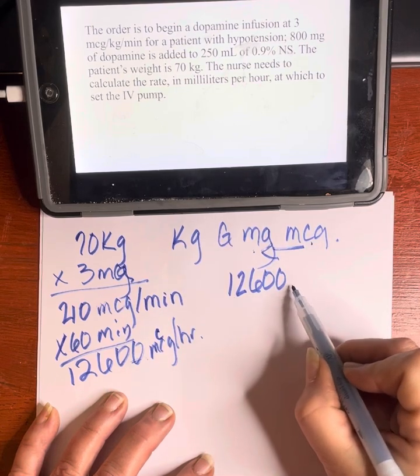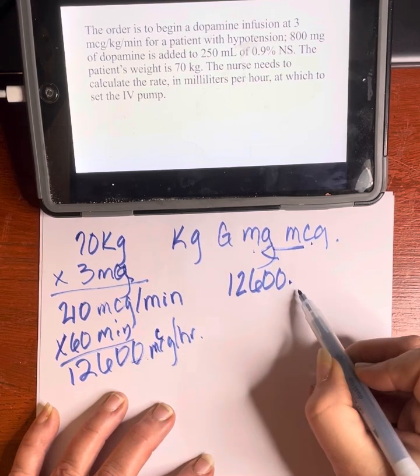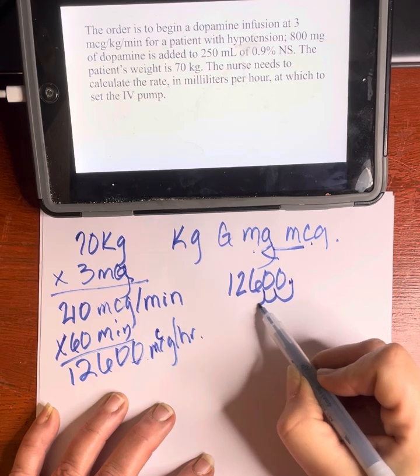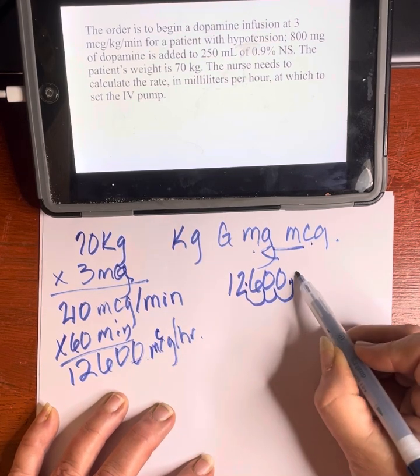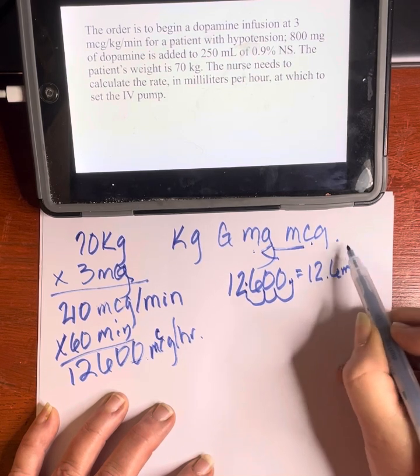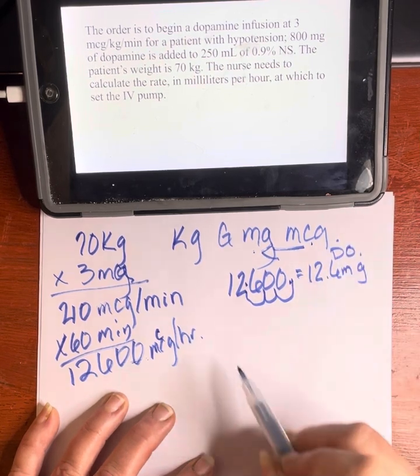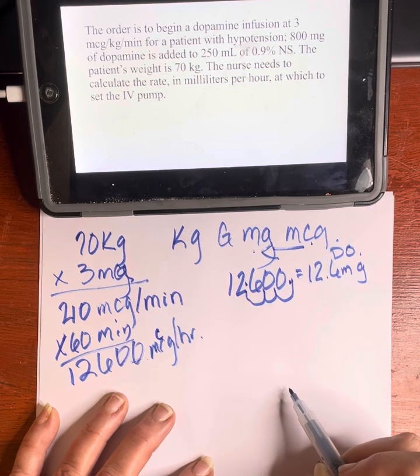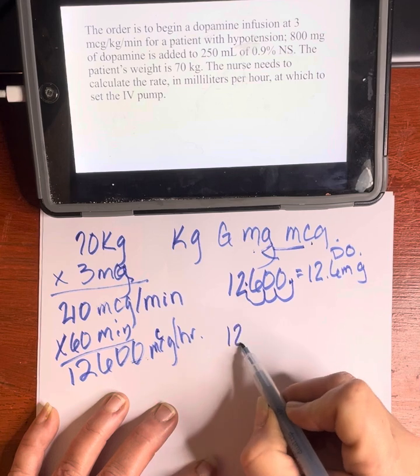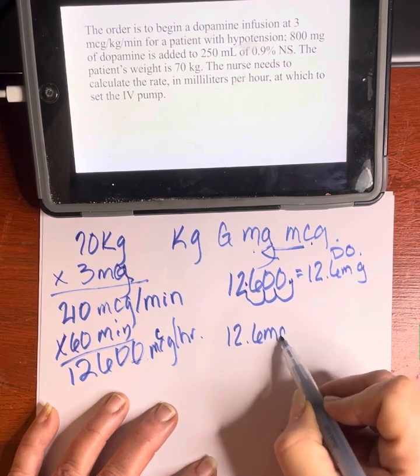In this number, it's a whole number. The decimal is understood to be behind the 0. I'm going to grab that sucker and go 1, 2, 3, and put it right there. And then I'll know 12.6 milligrams is my new dose ordered. You with me? You picking up what I'm putting down? Okay. So what he wants is 12.6 milligrams.